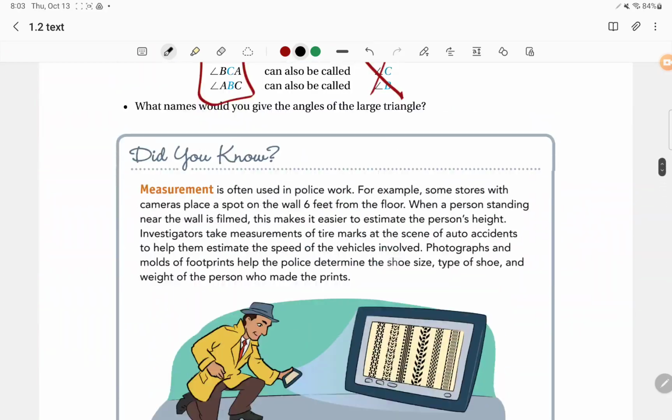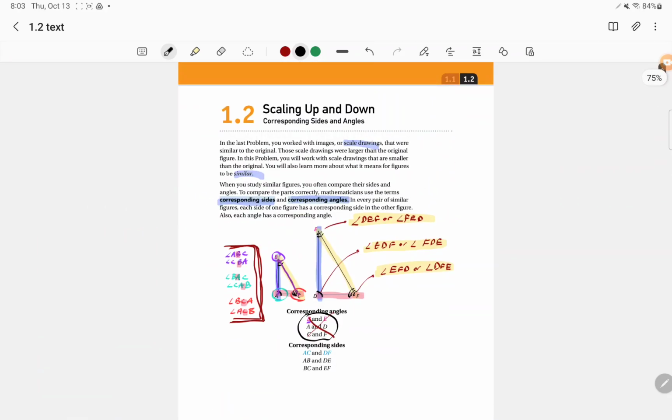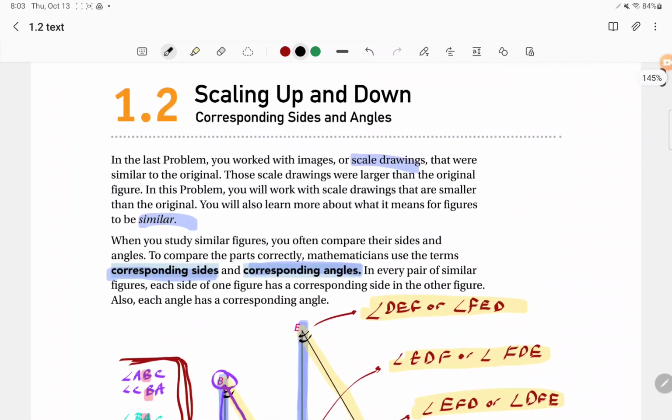And that is it for this section right here. And in fact, that's it for this investigation. After this investigation will be the quiz for both 1.1 and 1.2. So make sure you are ready for that.